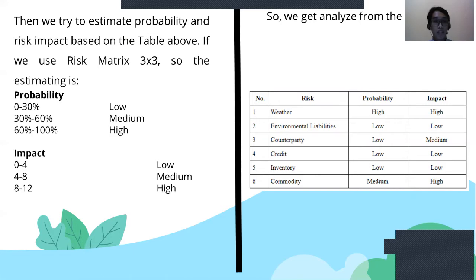If we use the 3x3 risk matrix, we estimate probability 0 to 30% is low, 30% to 60% is medium, 60% to 100% is high. And the impact is 0 to 4 is low, 4 to 8 is medium, and 8 to 12 is high. So from the analysis, weather has a high probability and high impact. Environmental liability has low probability and low impact. Counterparty has low probability but medium impact. Credit risk has low probability and low impact. Inventory has low probability and low impact, and commodity has medium probability and high impact.